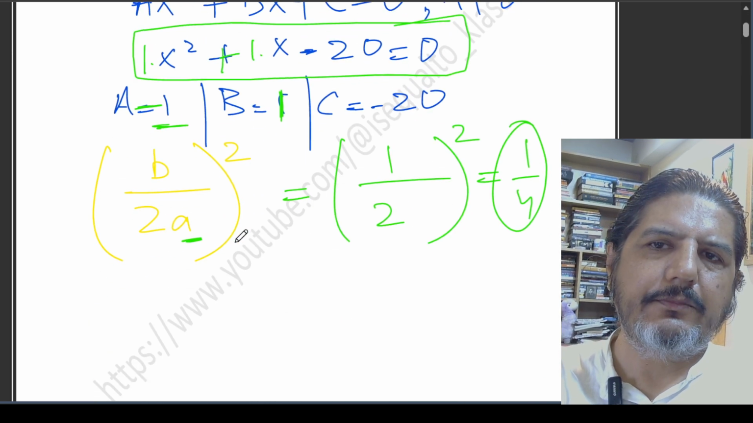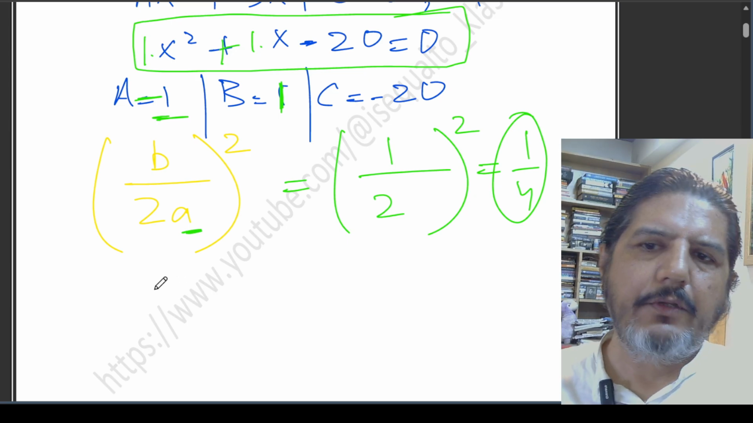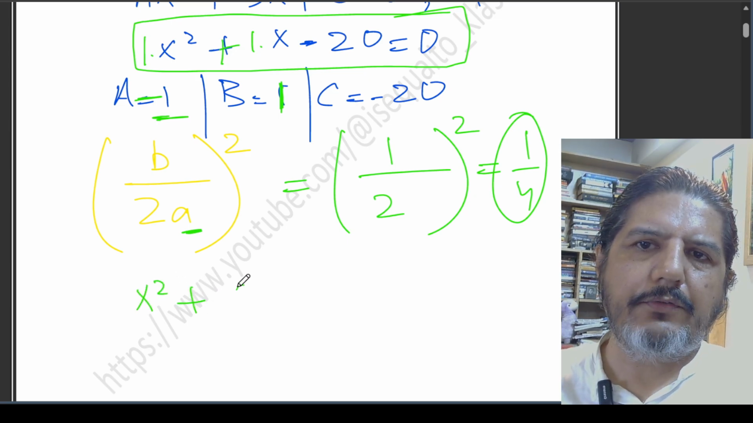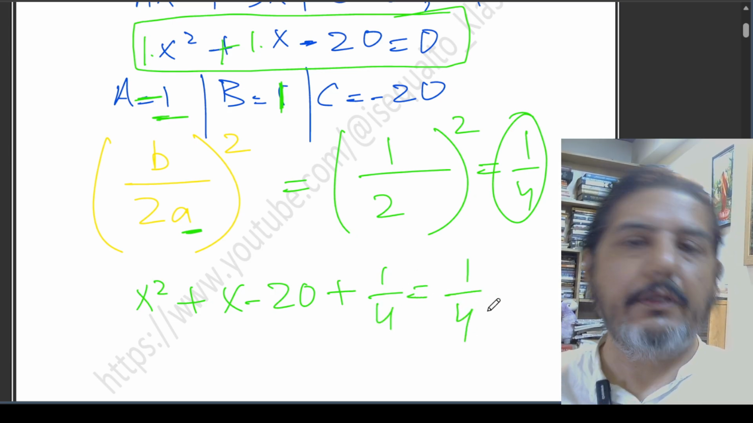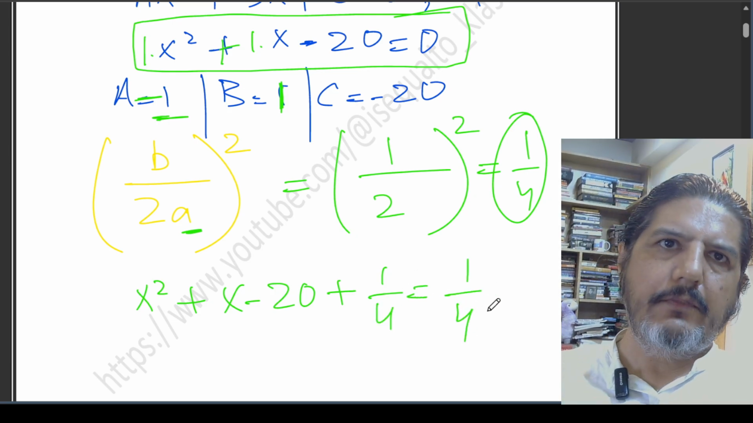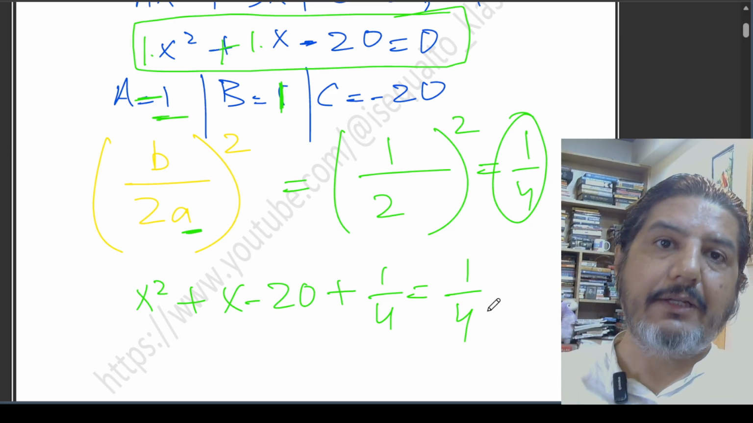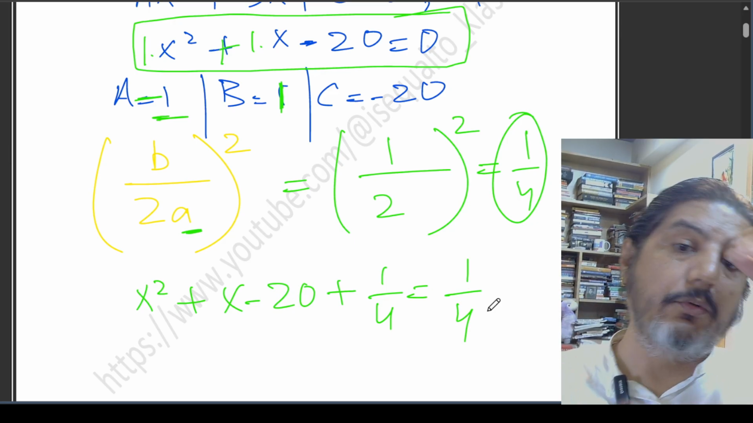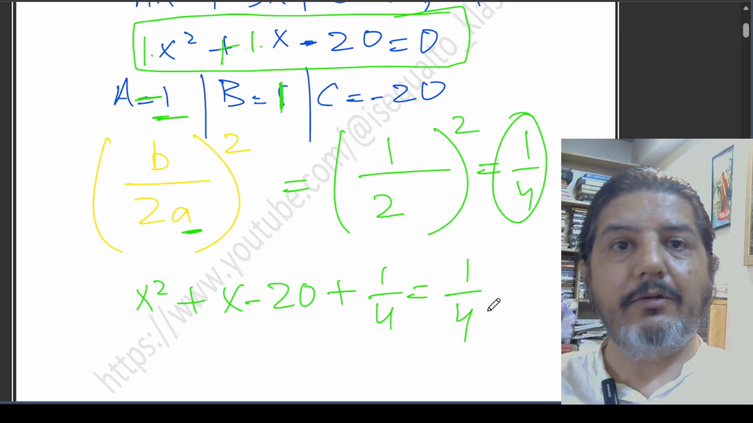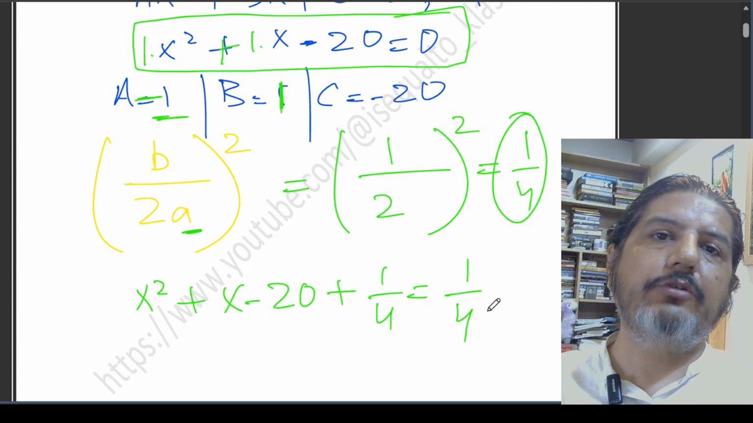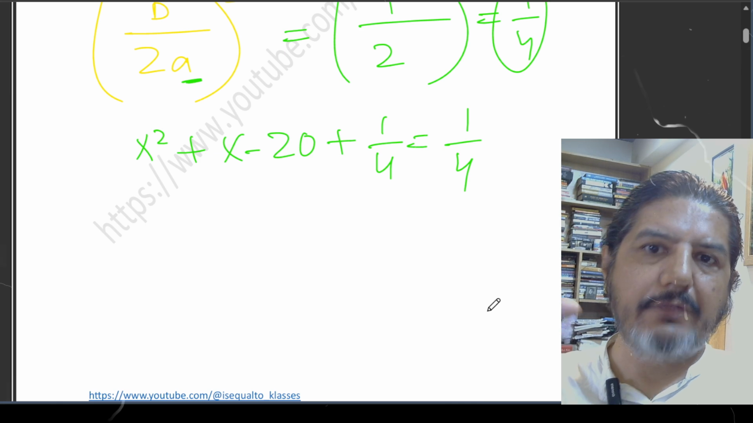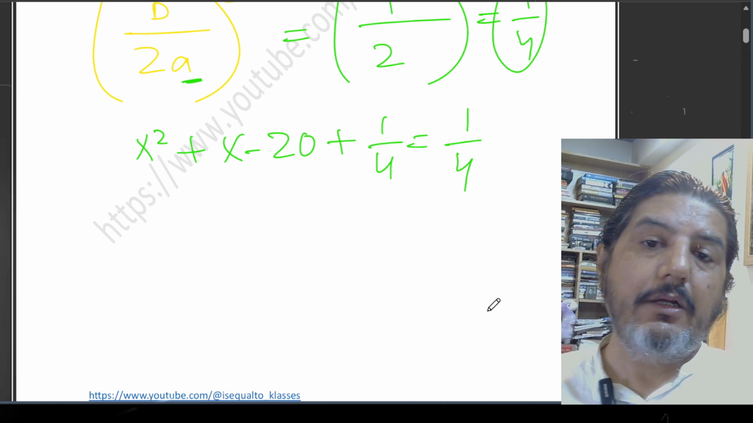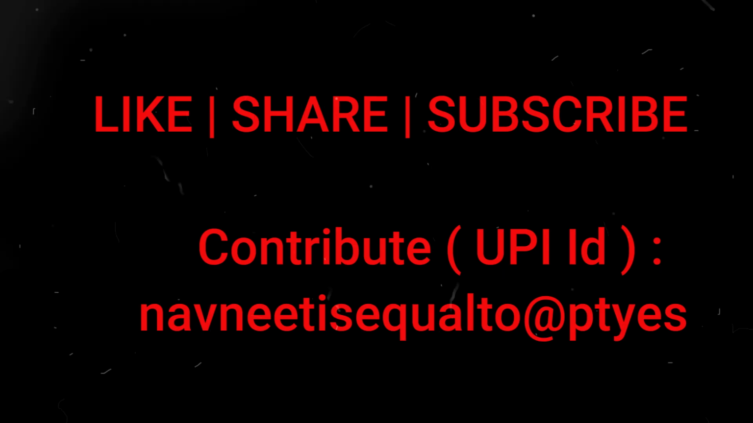So let's start. So x square plus x minus 20, I'll add 1 by 4 on both sides. See, in an equation, because the equation is balanced, because there is equal to 0, whatever you are adding or subtracting or multiplying or dividing, the same thing should be happening on both sides of the equation. You can't change the balance of the equation. Now, what happens when I do this?